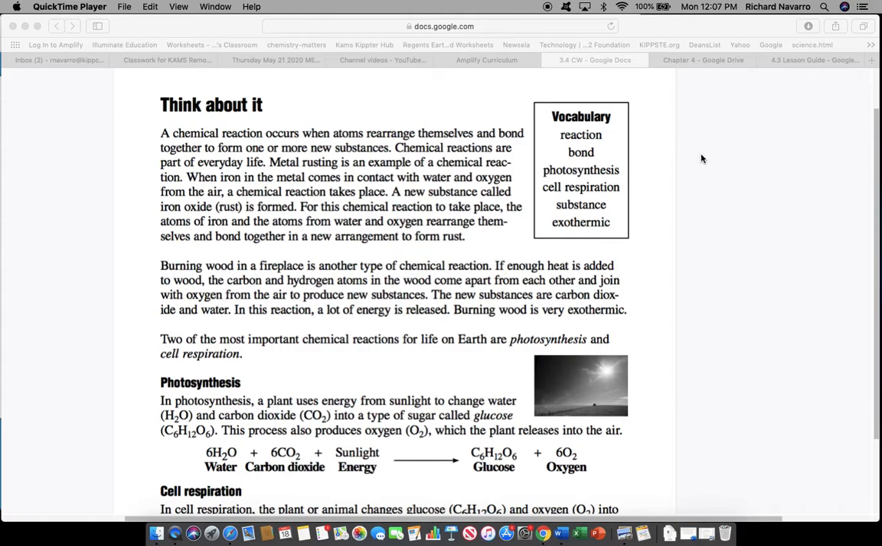For this chemical reaction to take place, the atoms of iron and the atoms from water and oxygen rearrange themselves to bond together in a new arrangement to form rust.